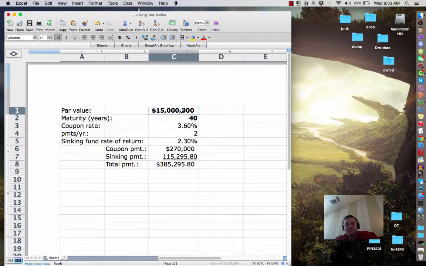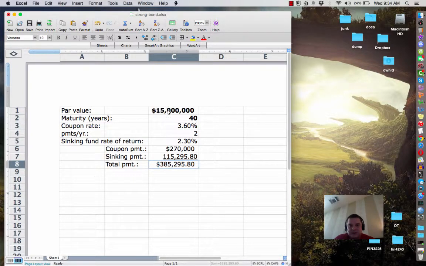That is what you're going to use to make your principal payment. And of course you still need to make the coupon payments each 6 months, so we'd have to add the coupon payment together with the sinking fund payment to get the total payment each 6 months, and that's a flat number. It's not going to go up or down for the life of this bond, for all 40 years. In this case, $385,295.80 will be paid every 6 months for 40 years, and that would take care of all of the expenses to meet the obligations of the bond.